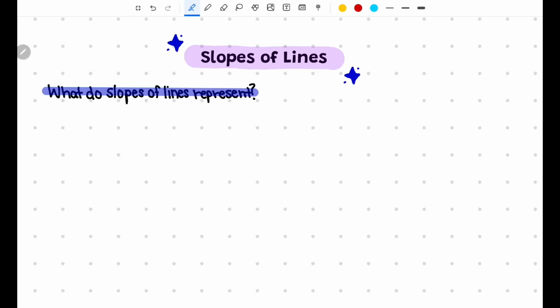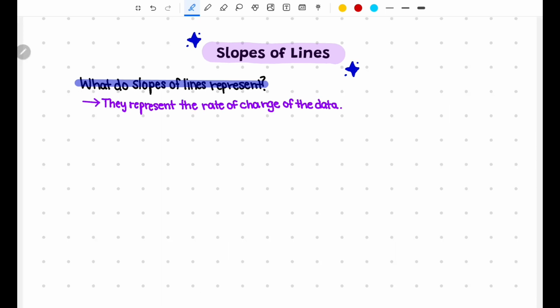So first of all, what do slopes of lines represent? They represent the rate of change of the data. Let's go deeper into that. What is the rate of change of the data? The rate of change is figured out by asking how quickly or at what constant rate is the data changing.